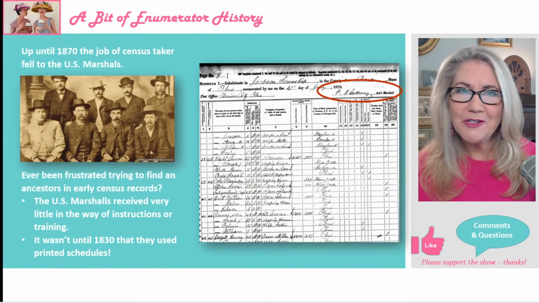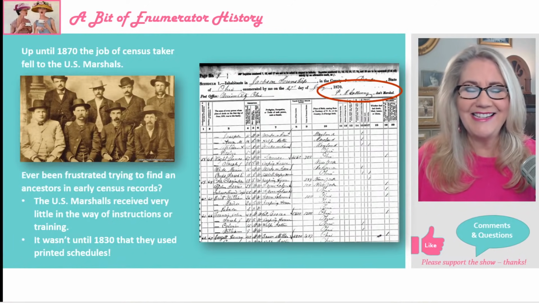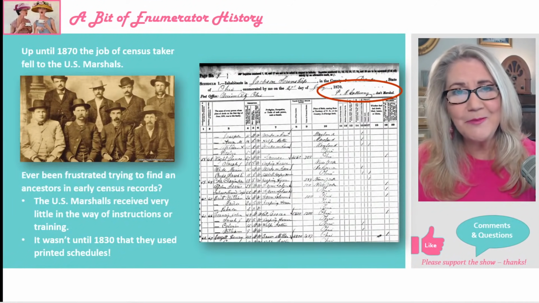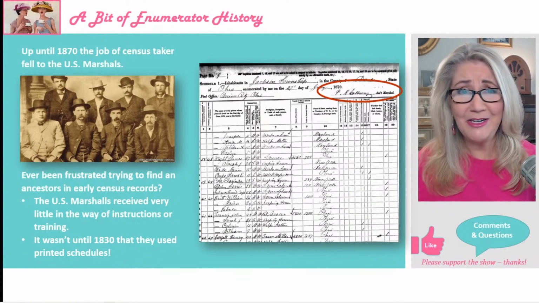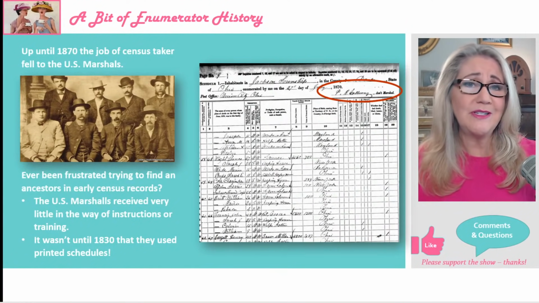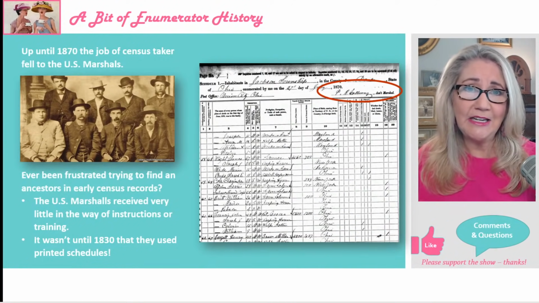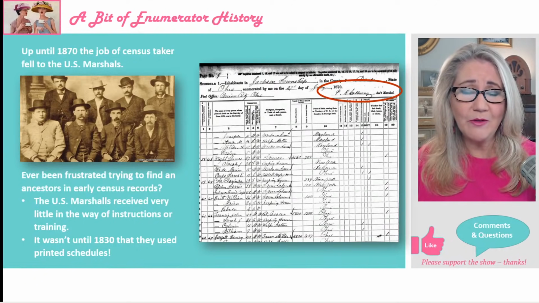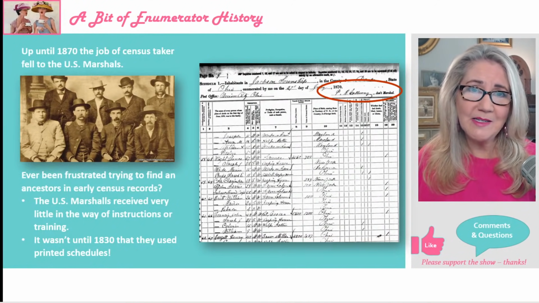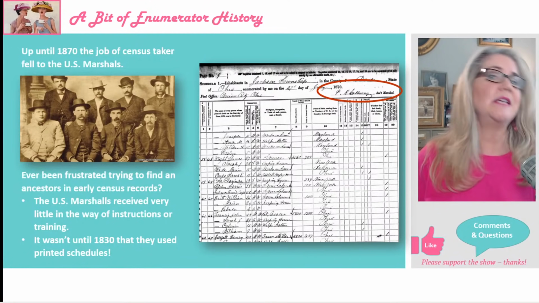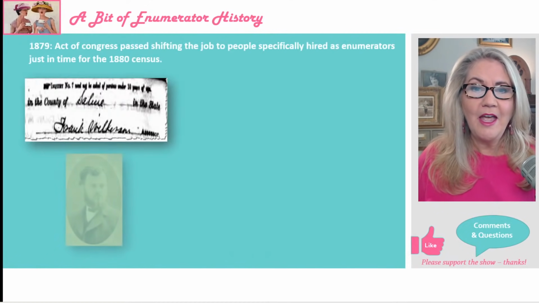So have you ever been frustrated trying to find somebody who's not there in a census from 1870 or earlier? Well, it turns out that these U.S. Marshals didn't get a lot of training. They didn't get big training manuals and they didn't even have forms printed until 1830 to use. It was all handwritten. So they had a challenge. It's very possible that mistakes got made or people got missed or whatever because there was just a little lack of training.